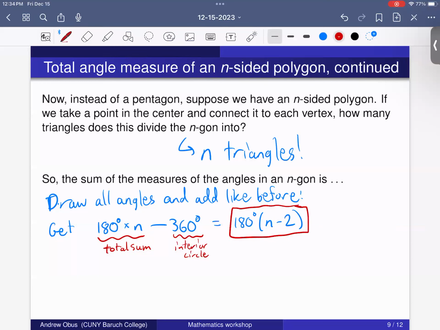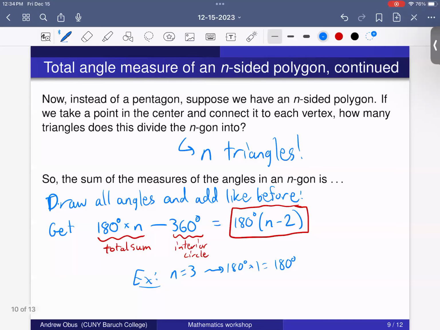Okay, so this is the full sum of the angles in any polygon. It's always going to be 180 degrees times n minus 2. So just examples: if n equals 3, you get 180 degrees times 1, which is 180 degrees. We already know this is a triangle, right? You have 180 degrees for a triangle.